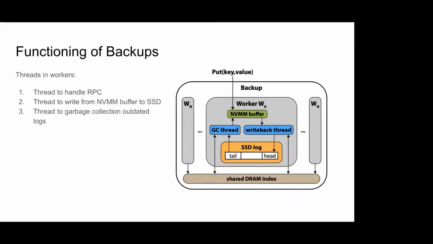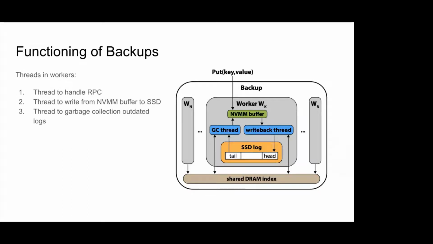I will come to this reason later. There are 3 threads in each worker. One thread handles the RPCs, another writes from NVMe to SSD, and the third is for garbage collection. The RPC thread fields all the requests coming in from the primary, the put request and other requests for replication. In case of a put request, it sees the key, checks if it belongs to the hot space or the cold key space, and writes it to the appropriate NVMe buffer.